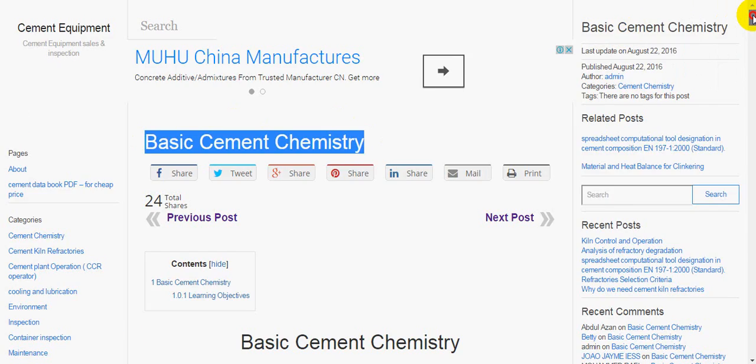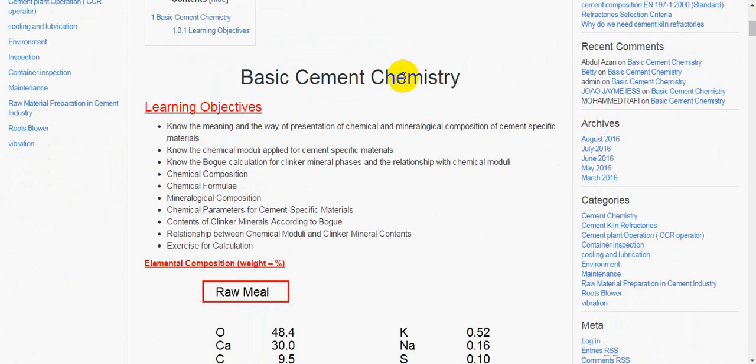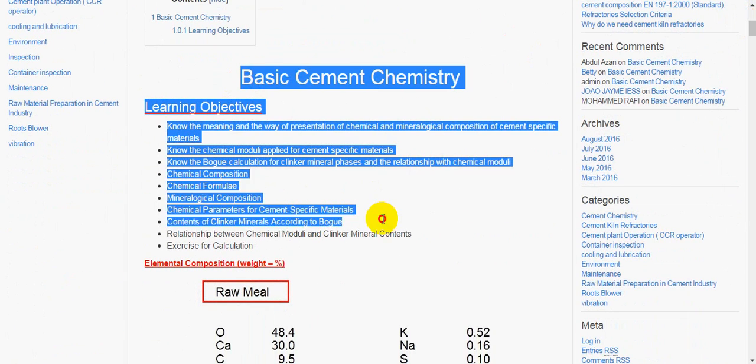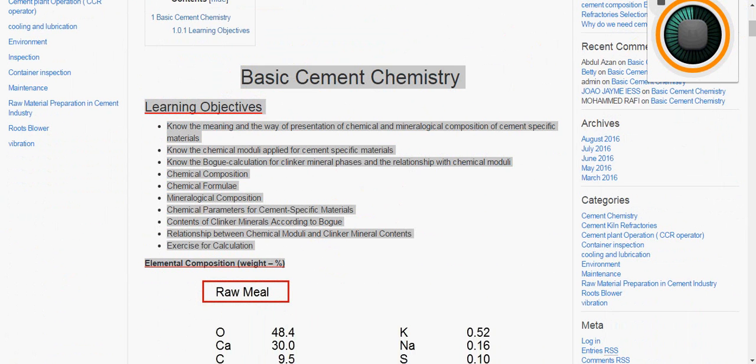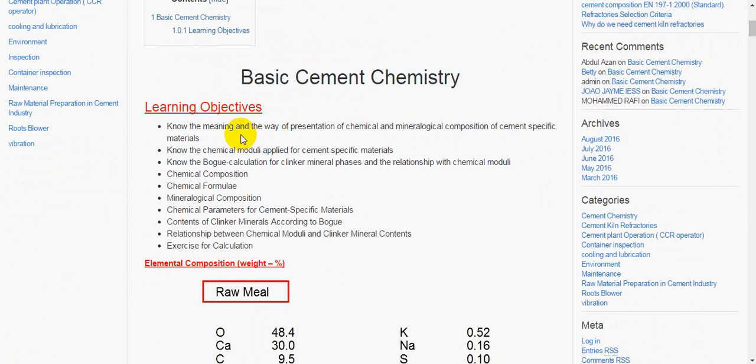Basic cement chemistry. Learning objectives: know the meaning and the way of presentation of chemical and mineralogical composition of cement-specific materials.